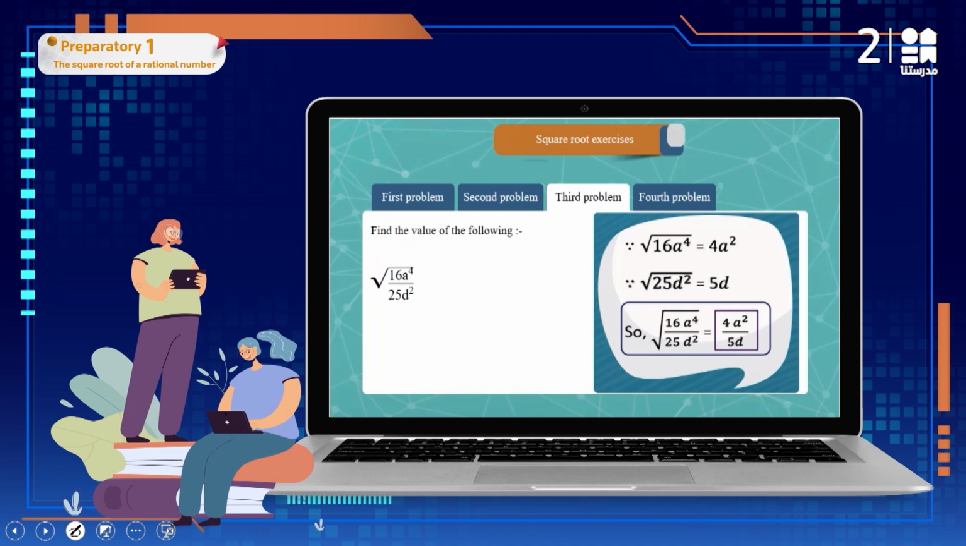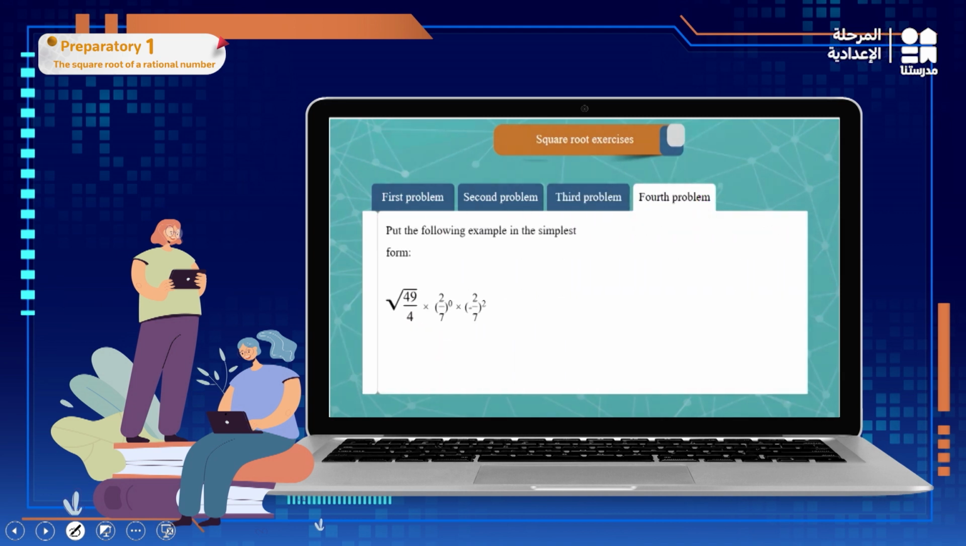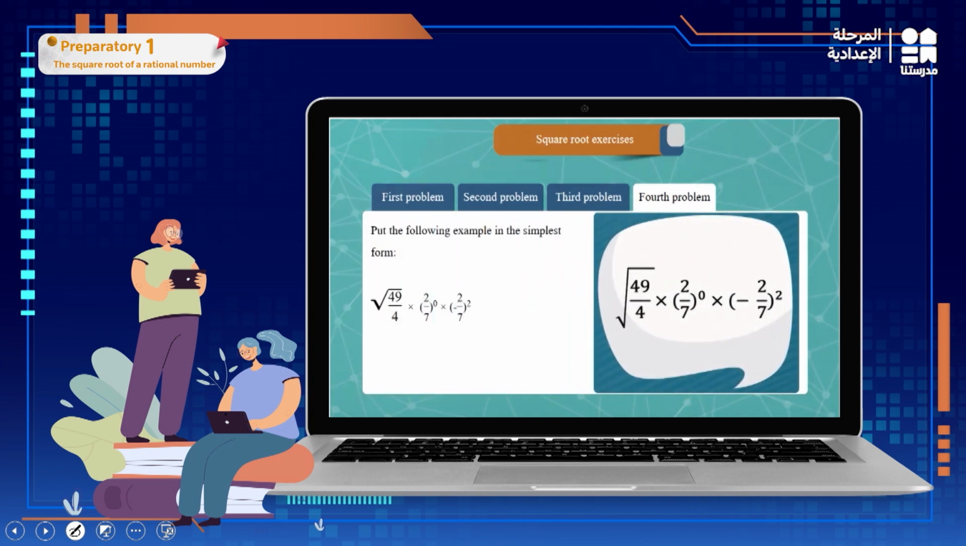Press on the next tab. For the following example, in simplest form: the square root of 49 over 4, multiplied by 2 over 7 all to the power 0, multiplied by negative 2 over 7 all to the power 2.